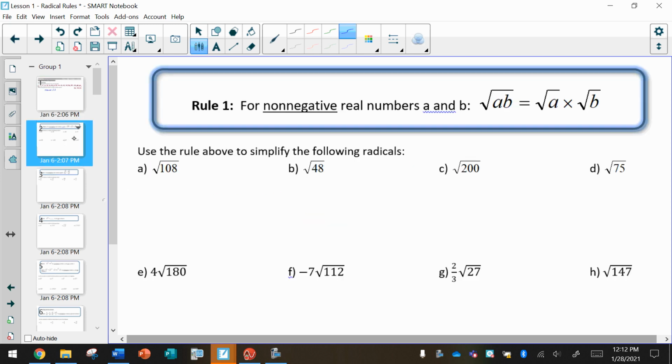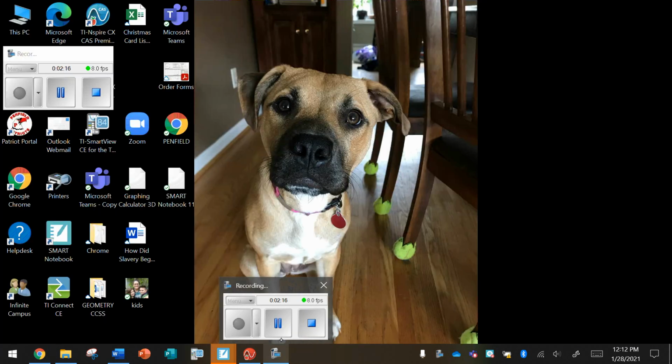So for non-negative real numbers, a and b, you can take the square root of the product of two numbers and separate it into the two individual radicals, and that's what we're going to do to simplify our radicals. Similar to simplifying or reducing a fraction, it's the same value, it just looks different. We can do that with radicals. What we need to do is find the largest perfect square factor of the given number.